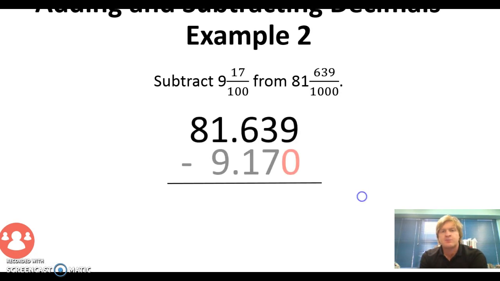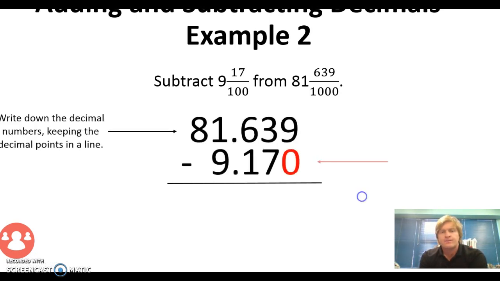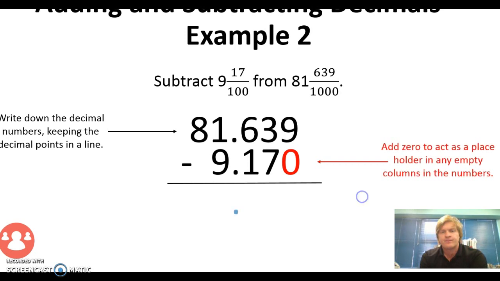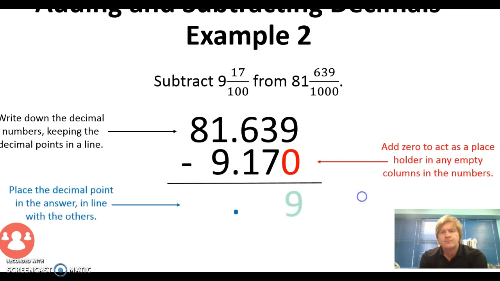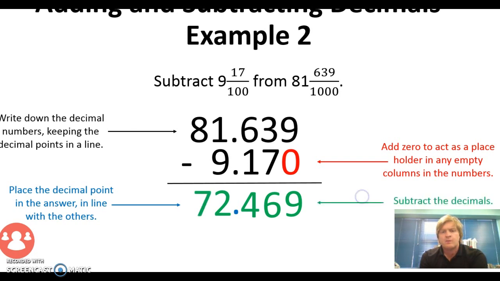Here's an example of subtraction. There we go.